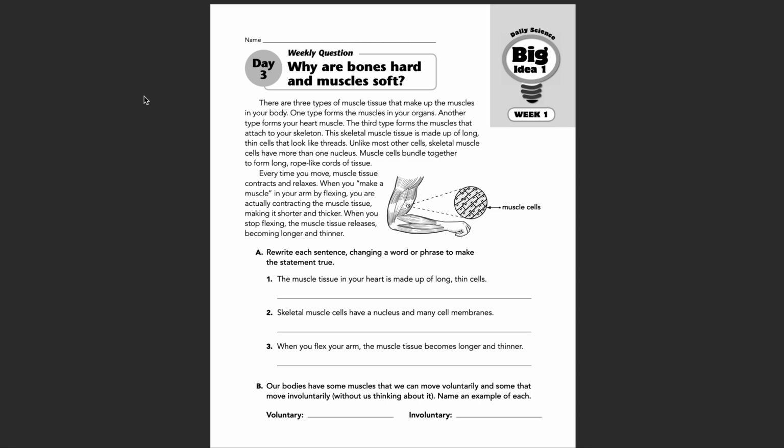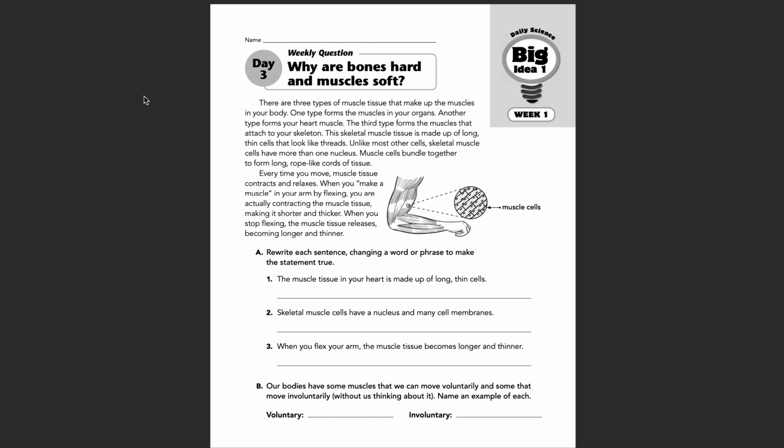Why are bones hard and muscles soft? Yesterday we talked about the differences between connective tissue and muscle tissue. Today we get into the different types of muscle tissue, so I'll read through the passage here. We have a couple paragraphs and then move on to respond to parts A and B.